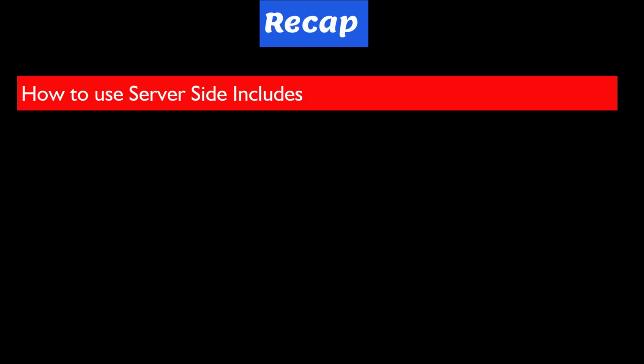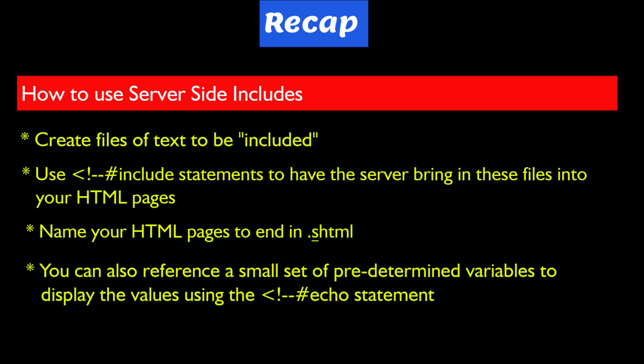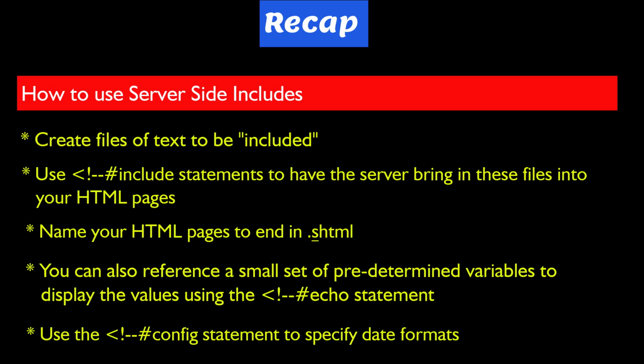In this session, we explored how to use server-side includes, create files of data to be included, use the include statements to have the server bring these files into your HTML pages, and name your HTML pages to end in .shtml. You can also reference a small set of predetermined variables to display the values using the echo statement, and use the config statements to specify date formats. Coming up, in the next lesson, we begin an exploration of how CGI programs work, from the form to the server and back. See you there.